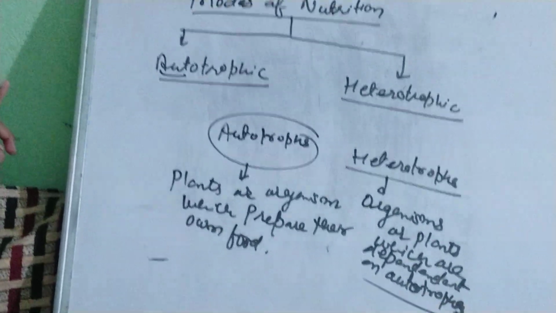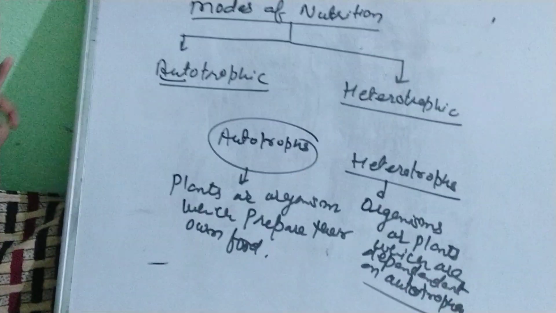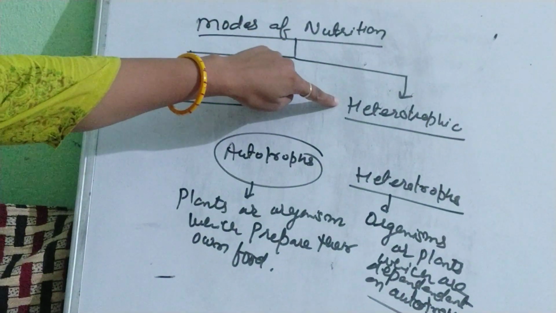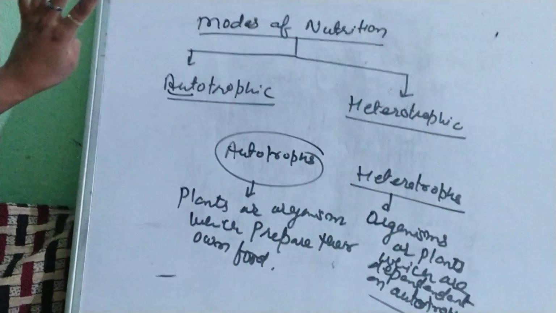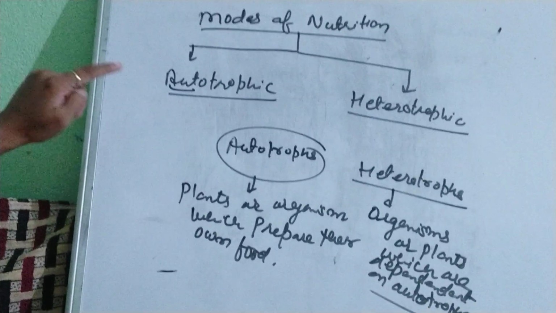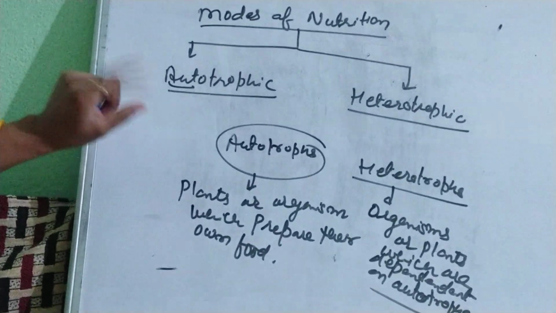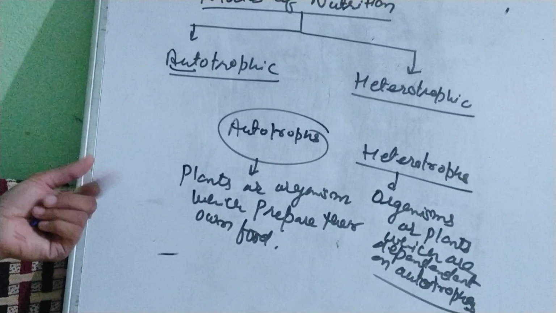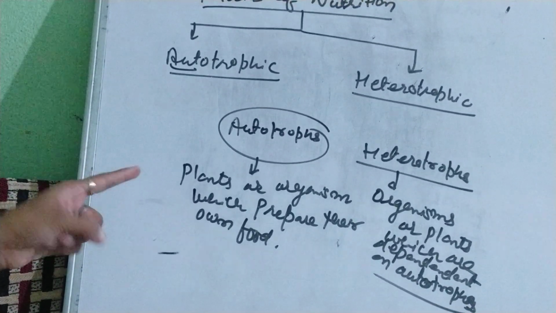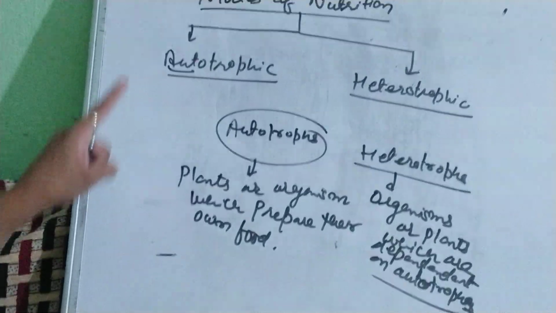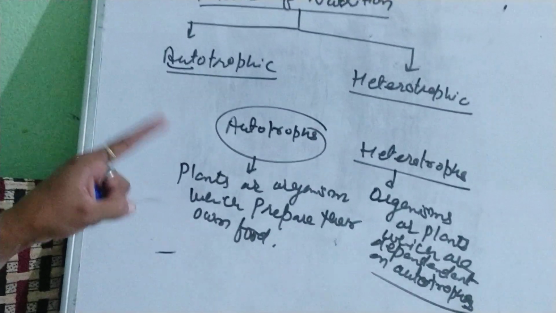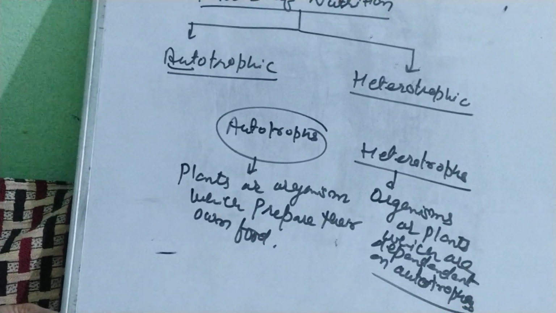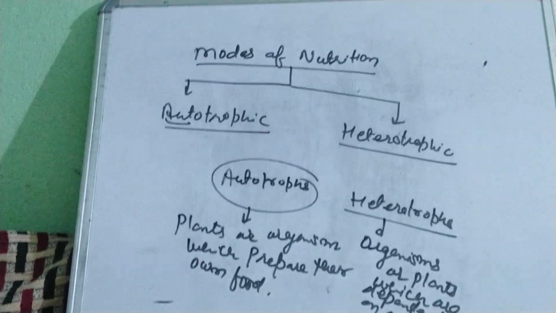There are two different modes of nutrition. One is the autotrophic mode of nutrition, another is the heterotrophic mode of nutrition. In these two modes, two different terms are used: autotrophs and heterotrophs. Autotrophs means plants or organisms which prepare their own food. Heterotrophs means organisms or plants which are dependent on autotrophs for their food. They are called heterotrophs. Clear?